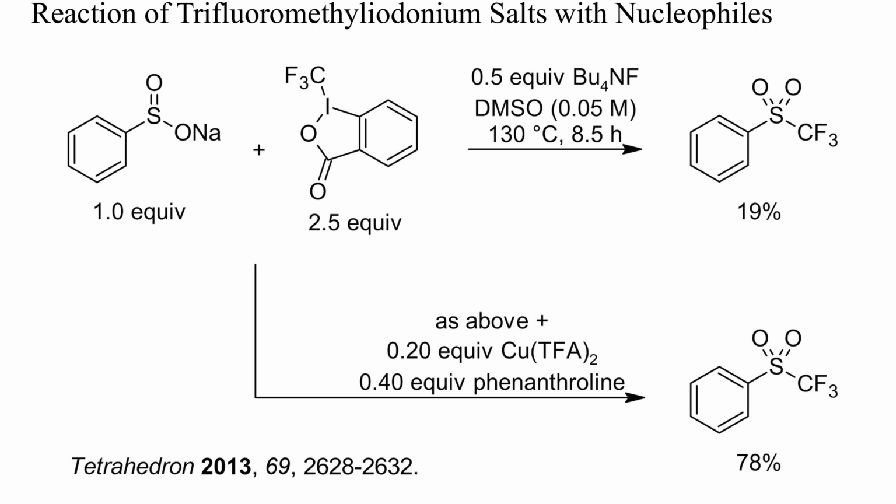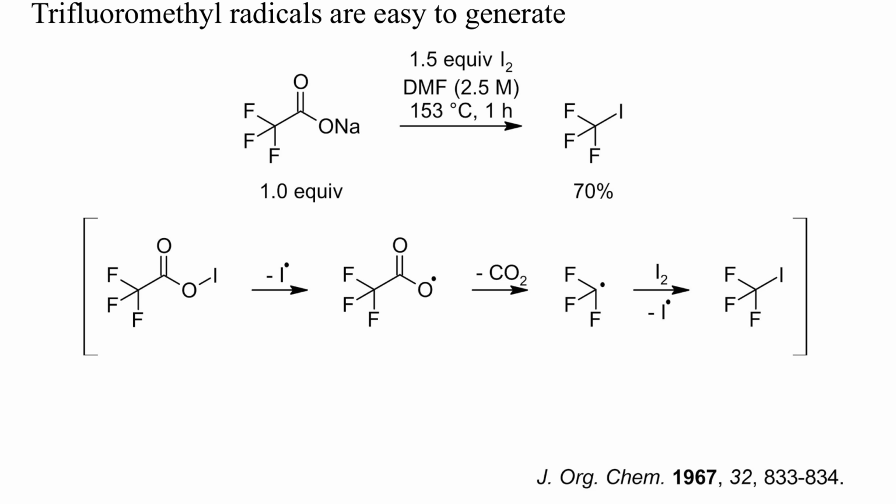A more effective electrophilic trifluoromethylating reagent is the iodonium carboxylate shown here. This electrophile trifluoromethylated sodium benzene sulfonate, albeit in low yield only. With the aid of a copper complex, the yield could be increased, however. Unlike trifluoromethyl anions or cations, trifluoromethyl radicals are easy to generate.